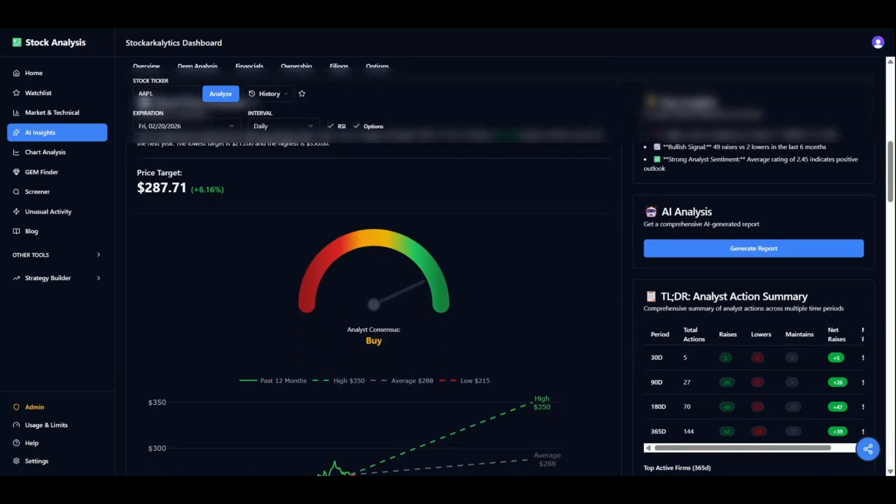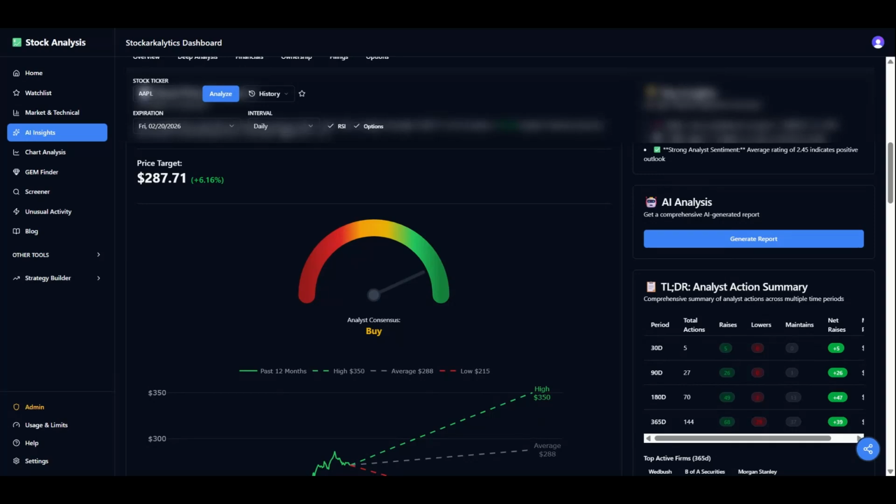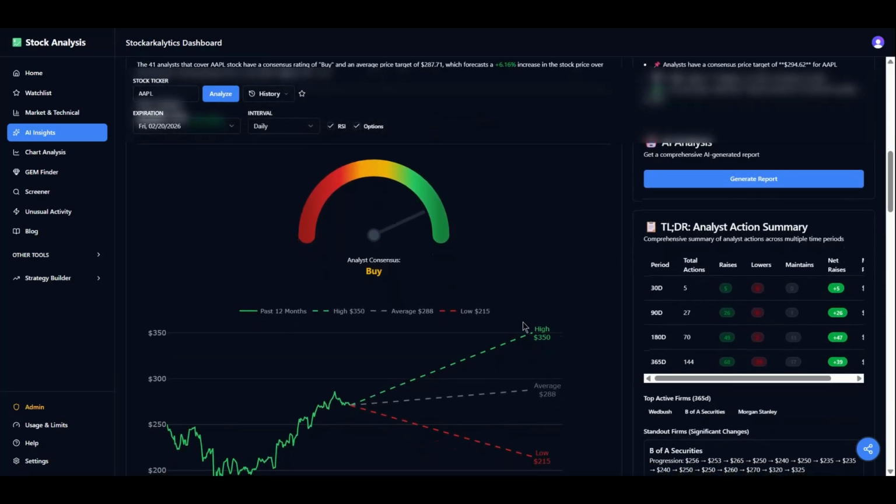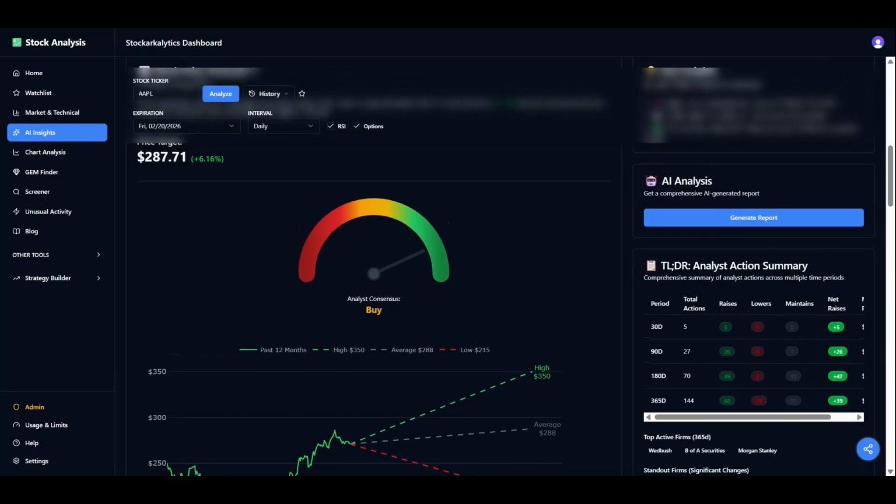Now, this gauge is the analysis consensus, like buy/hold/sell, based on aggregated analyst ratings. And below that is a visual range, high, average, and low targets. Think of this as your expectations cone. Not a guarantee, just what the street is pricing in through targets.